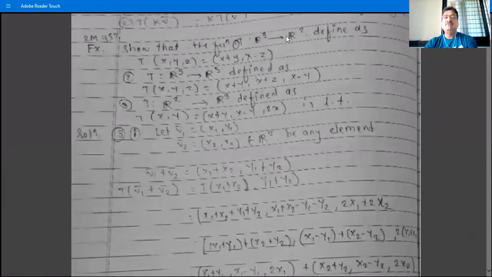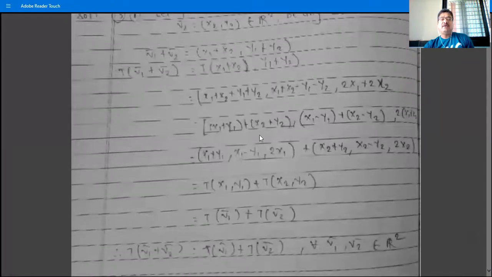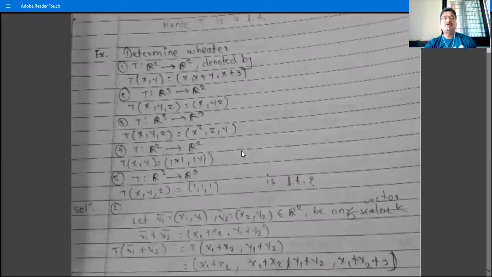Similarly, we will solve these two examples. T(x, y, z) = (x + y, x - z, ...), and this is T from R3 to R3. T(x, y, z), the element of R3 as the 3-tuple (x, y, z), is equal to (x + y, x + z, x - y). And again, these remaining two are also linear transformations. In the same way, we will show that the remaining two are linear transformations.